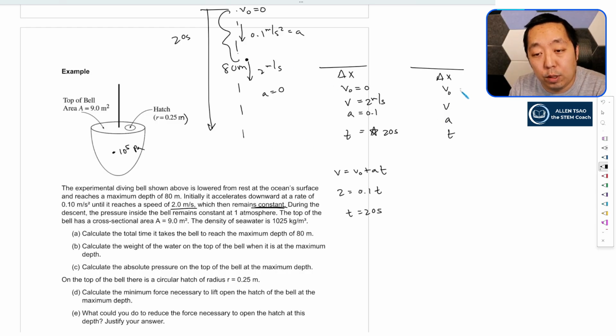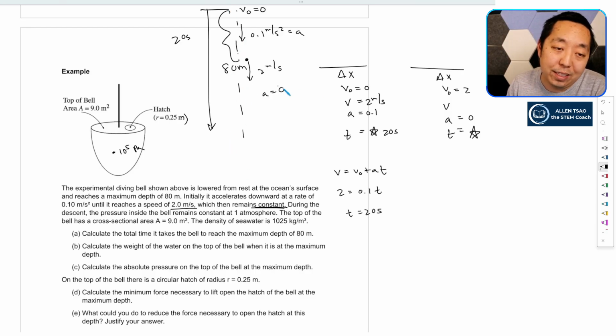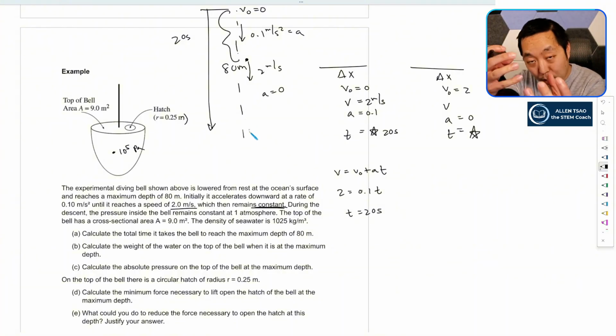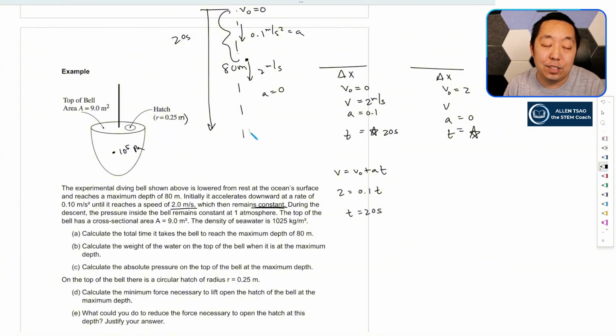Now the second part of the motion, he's just traveling at 2 meters per second with an acceleration of 0 because the speed is constant. And we want to know the time it takes, but we don't have enough information. We need to know how far this is. Well, we know the whole distance is 80 meters, but during the second part of the motion, he's not going 80 meters. He's traveled a certain amount. So we need to figure out how far he has to go remaining.